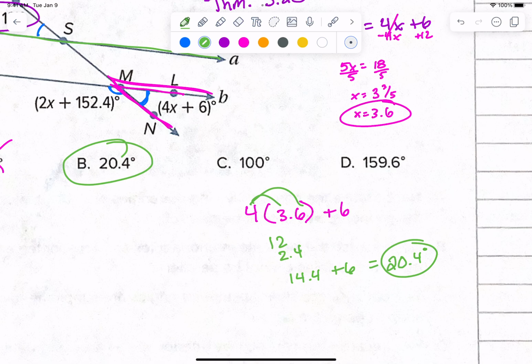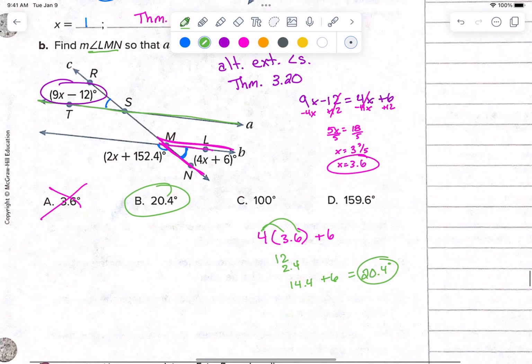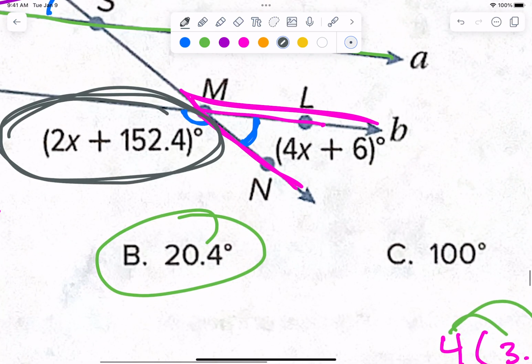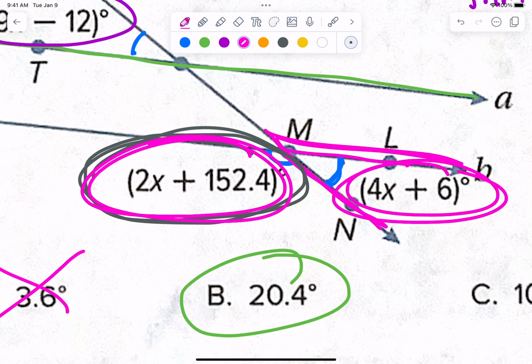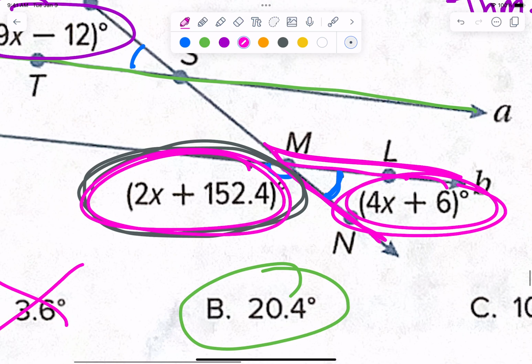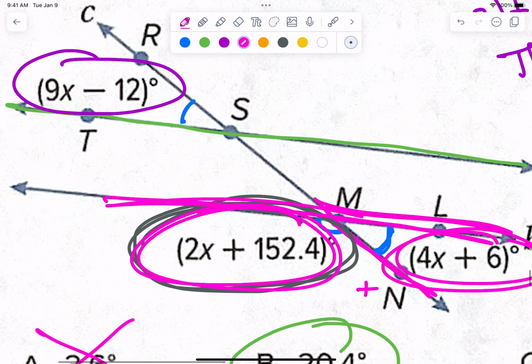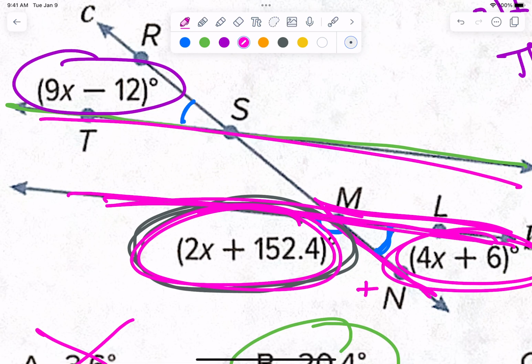Okay, all right. Now, wait a second. Before we move on, why did they give you this, 2x plus 152.4? Make you put for supplementary? Or you could. Here's the deal. They put that there because technically this guy is supplementary to this one, right? Those two would be supplementary. But if I add those up and set it equal to 180, does the fact that those two are supplementary necessarily mean that these two lines are parallel to each other? Not necessarily, right?